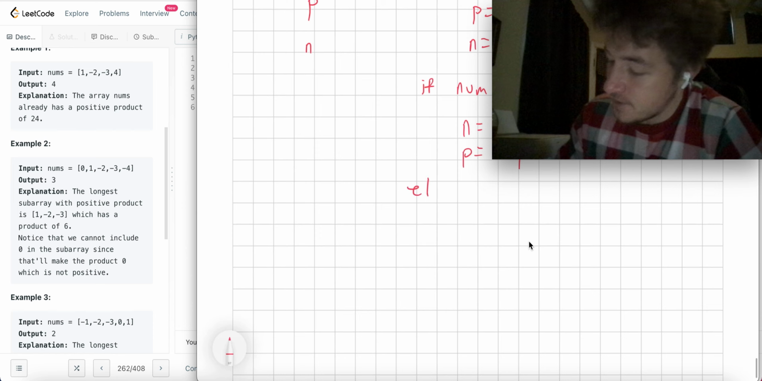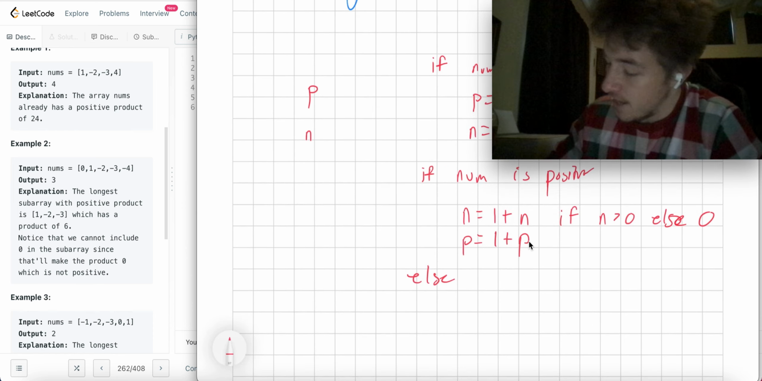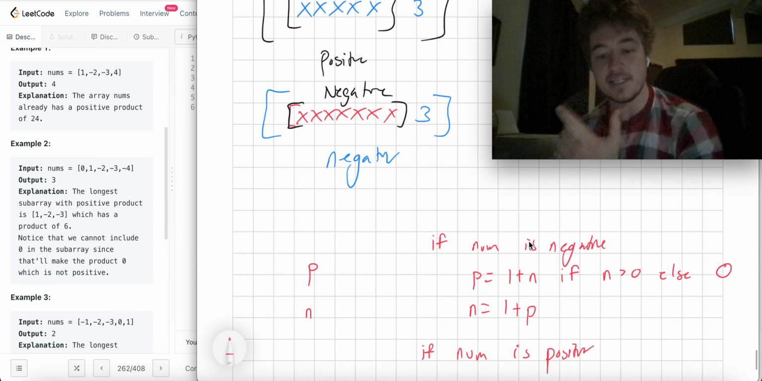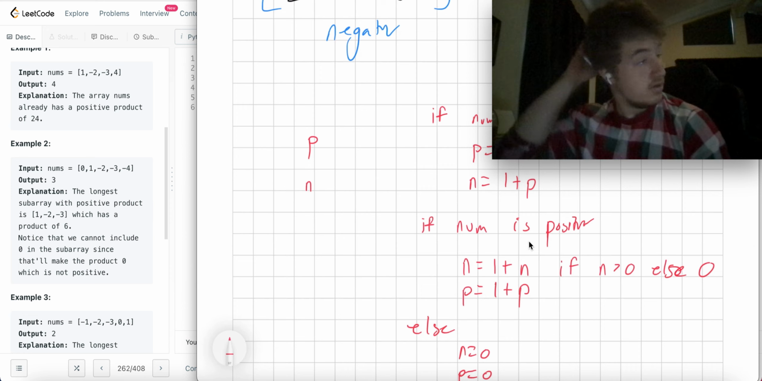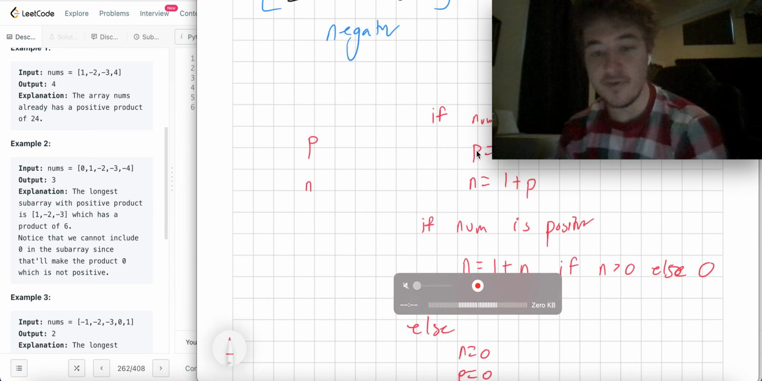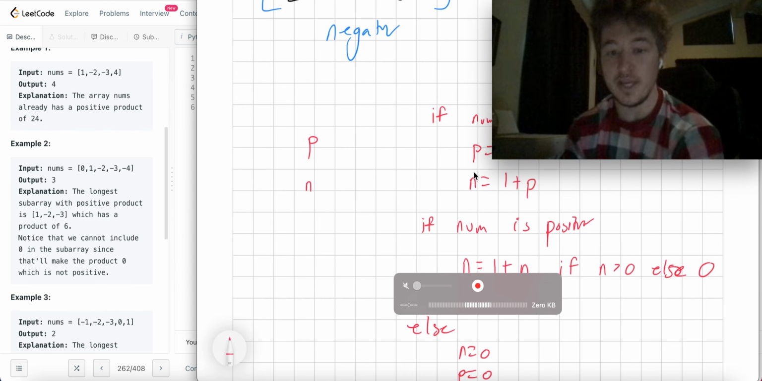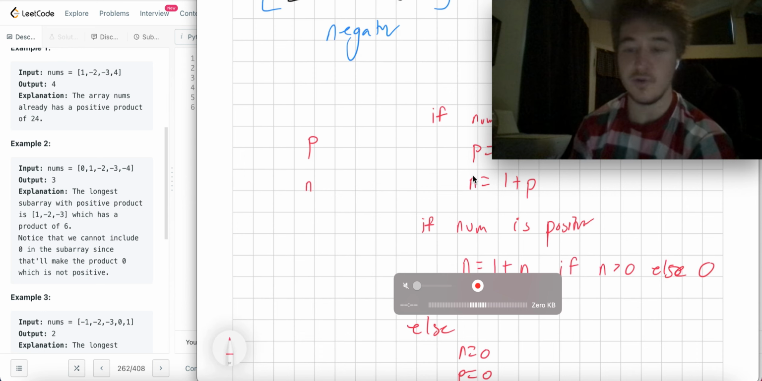And then otherwise, if the number's not positive, it's not negative, what does that mean? That means it's 0. That's what we just say, positive equals nothing, n equals nothing. Because remember, this is giving you the number of elements in a row that make a sequence negative or make a sequence positive, right? P is the number of elements in a row that make a subarray positive up to that point, and n is the number of elements in a row that make that subarray negative up to that point.